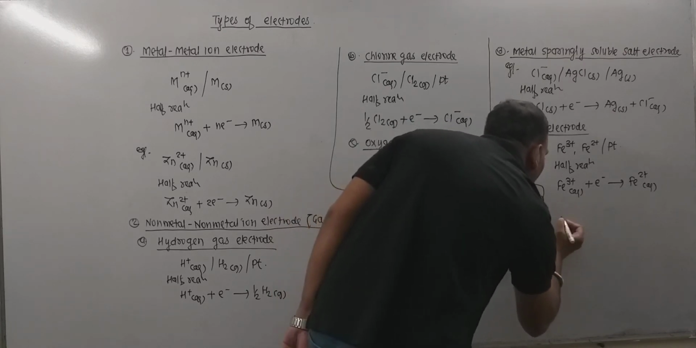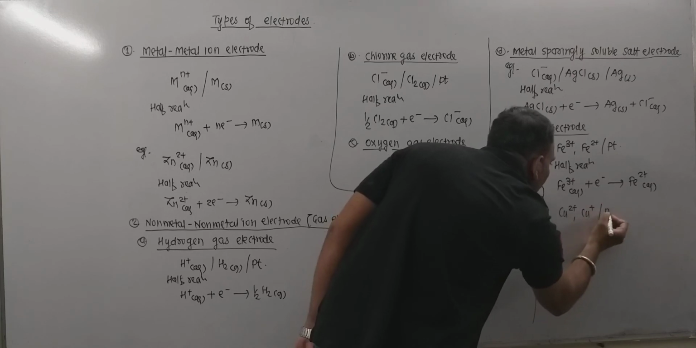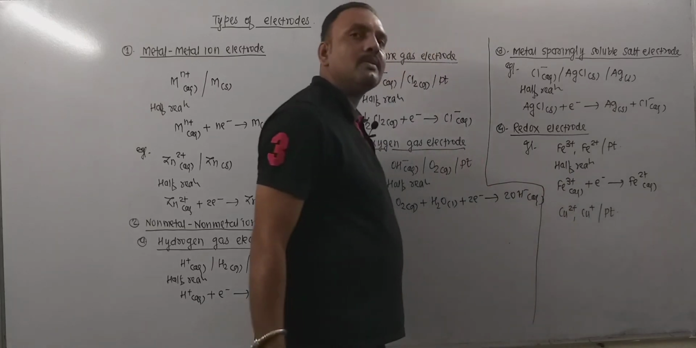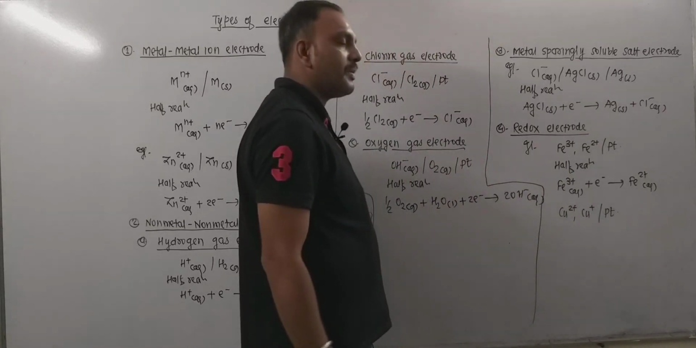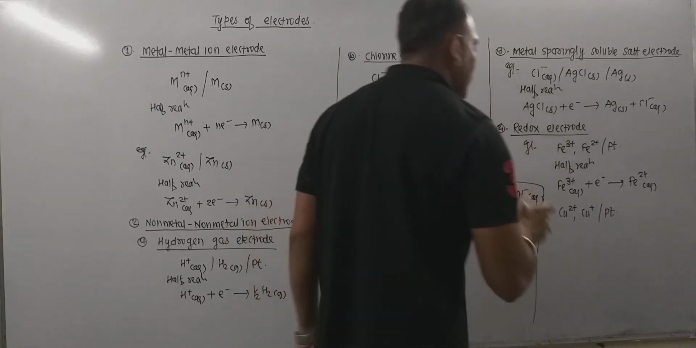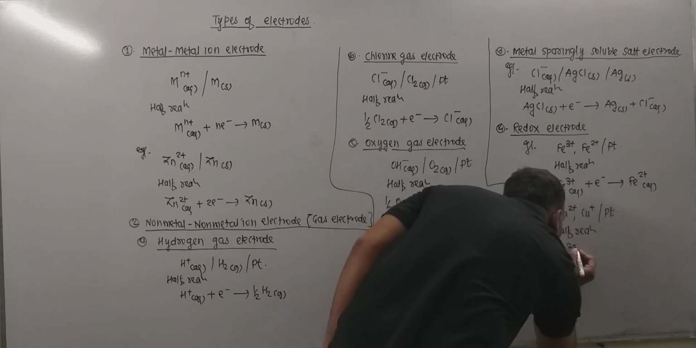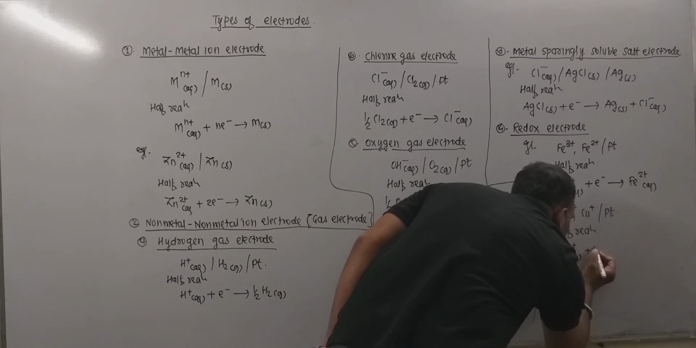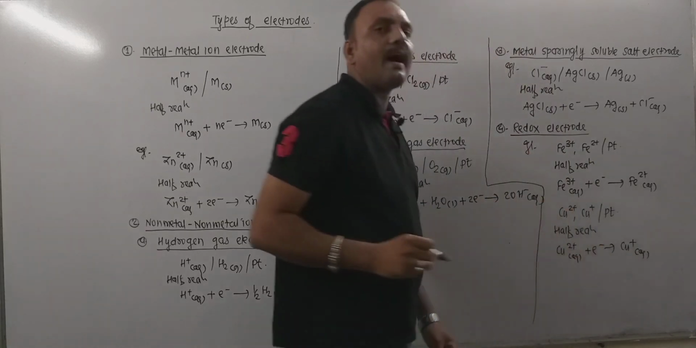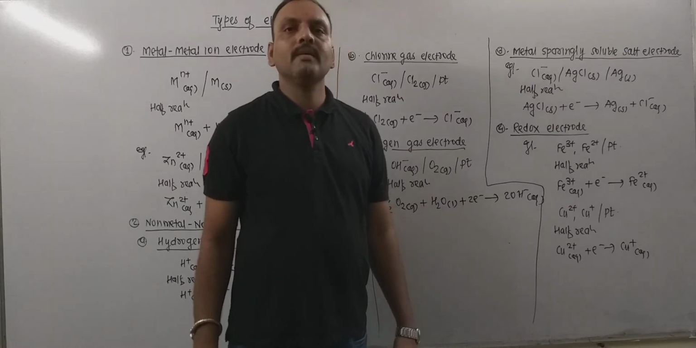Another example that can be given is Cu2+, Cu+, Pt. So copper is in +2 and +1. I mean, the same substance in two different oxidation states is present in the solution, and in that solution we are immersing an inert like platinum. Now the half reaction for this can be given as Cu2+ aqueous plus electron gives Cu+ aqueous. So these are the types of electrodes on the basis of composition. Thank you very much.